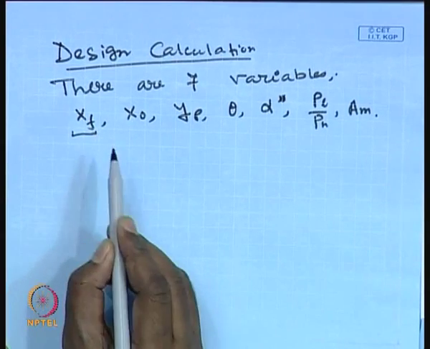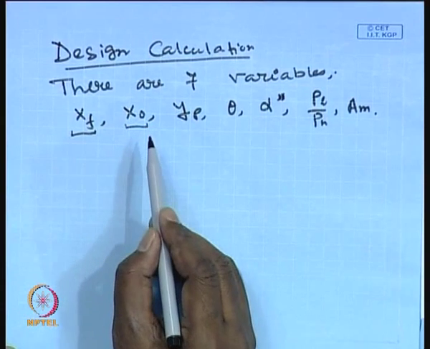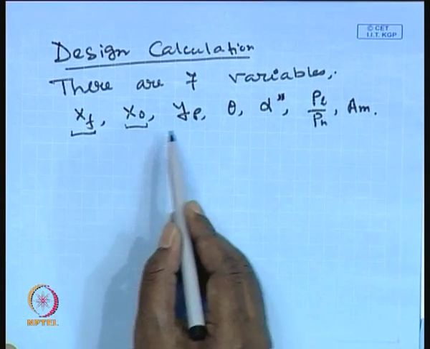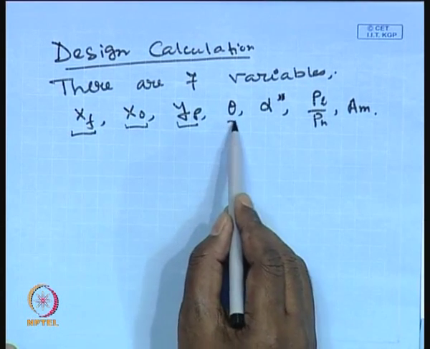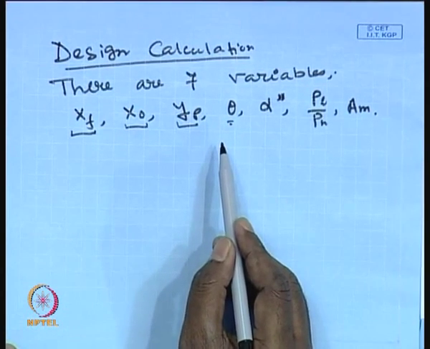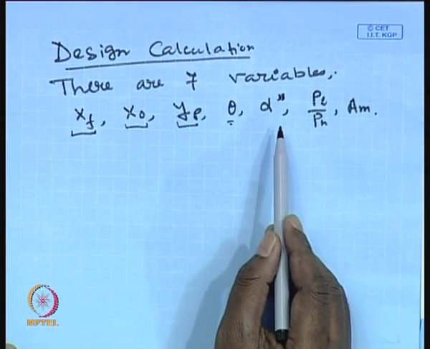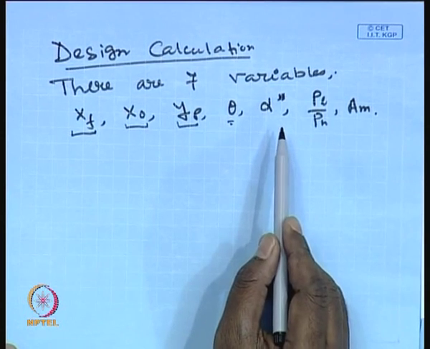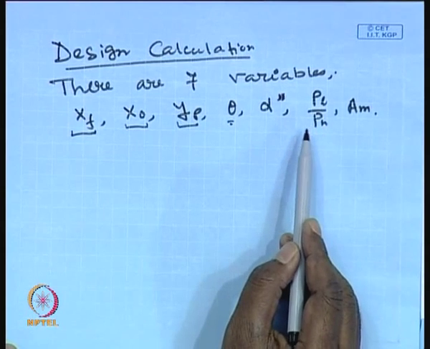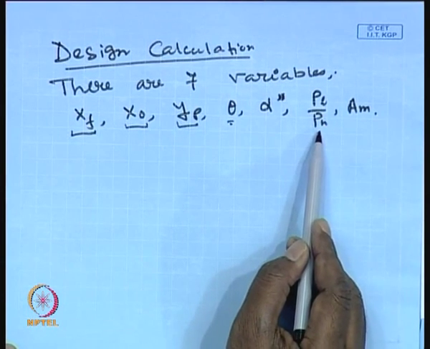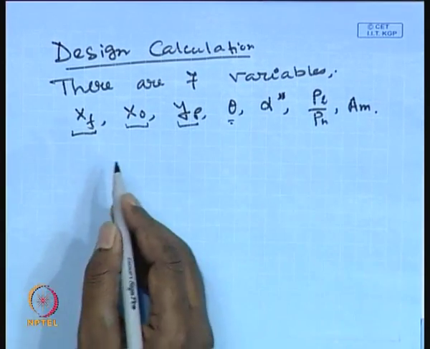xf is the mole fraction of the species A in the feed, x naught is the mole fraction of the species that is going in the reject stream, yp is the mole fraction of the species in the permeate stream, theta is the ratio of the permeate flow rate divided by the feed flow rate, alpha star is the ratio of permeability of species A and B through the same membrane, PL by pH is the pressure ratio of the permeate side to the feed side, and AM is the surface area of the membrane. Now, generally 4 of them are independent.